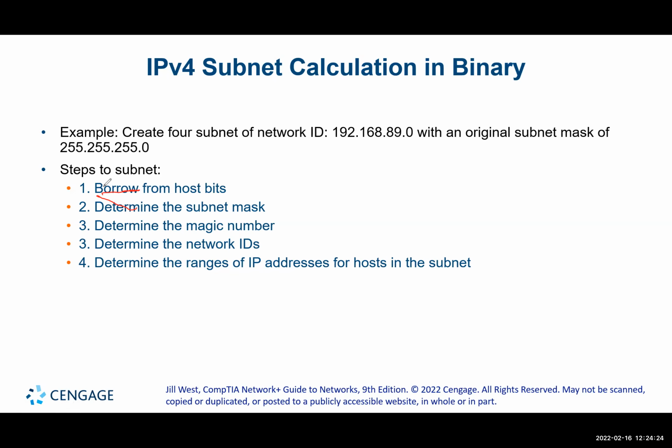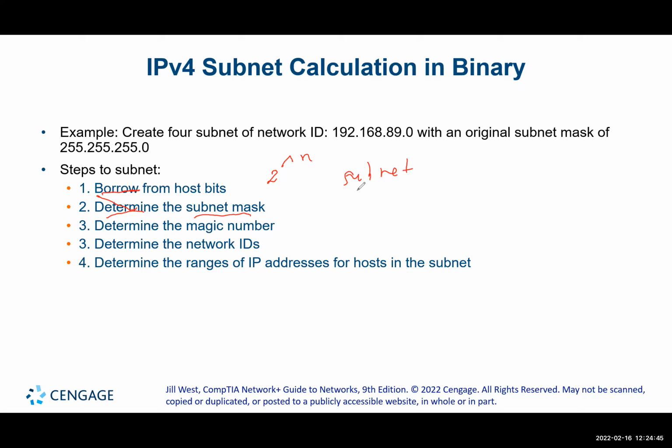You have to use the first formula here. If you borrow n bits, in total you have 2 raised to the power of n subnets. That's the first step: you have to borrow some bits. The second one, you have to determine the subnet mask here. When you borrow some bits, the subnet mask changes.